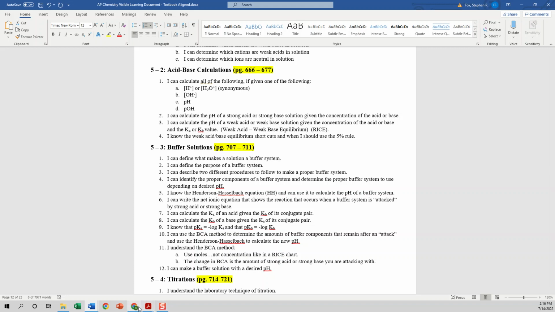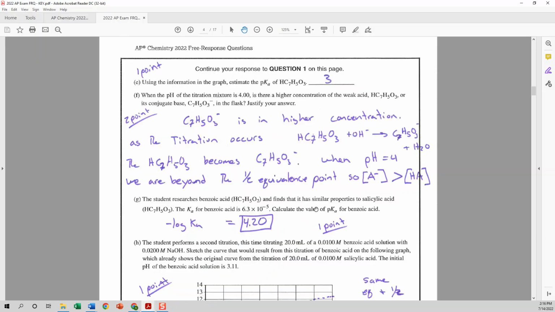So basically, in acid-base chemistry, anytime you see P in front of something, it just means take the negative log of that. So all we have to do is take the negative log of the Ka, which was this number, log base 10, and we get 4.20. So 4.20, that is the pKa.